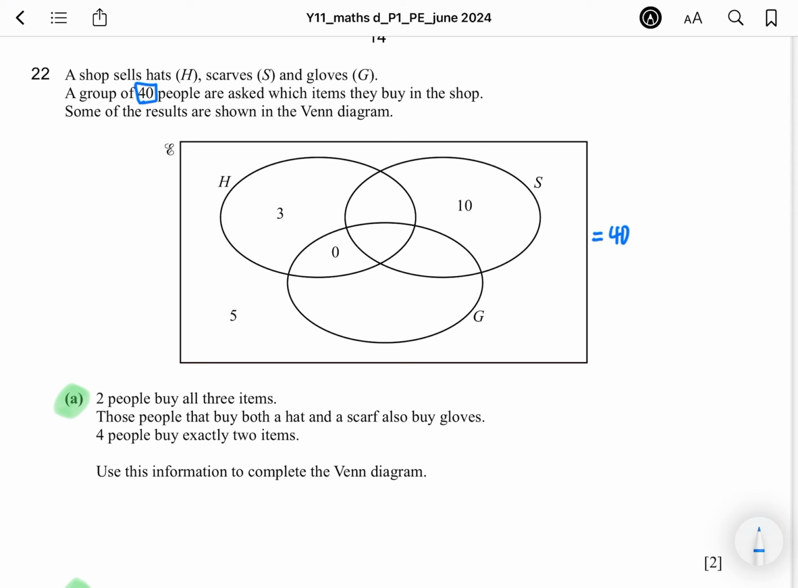Okay, so it says here two people buy all 3 items. Definitely that one is there. Those people that buy both a hat and a scarf also buy gloves. That means nobody buys just hat and scarf. So that would be a 0 there. And 4 people buy exactly 2 items. That means it leaves 1 space here. So let's check. That's 5, 8, 10, 14, 24. That means it leaves you 16 here. So it gives you a total of 40.